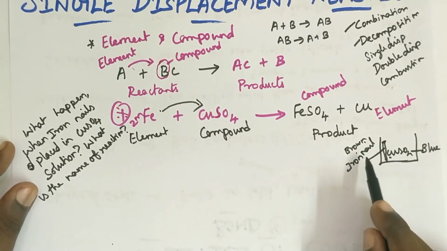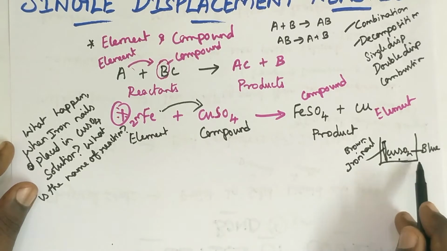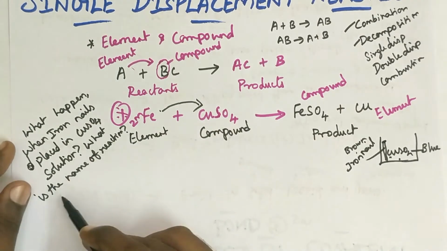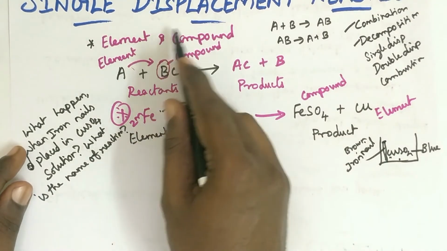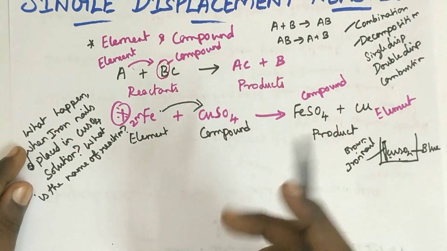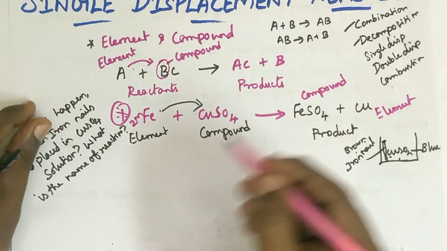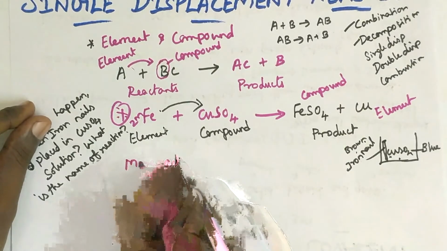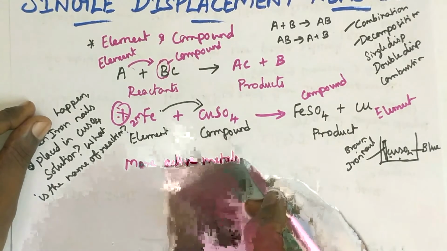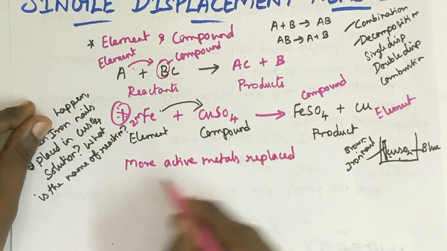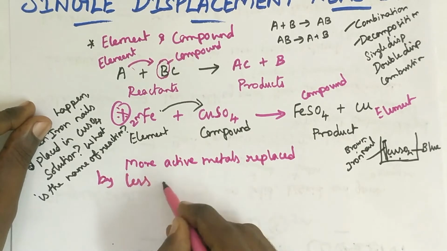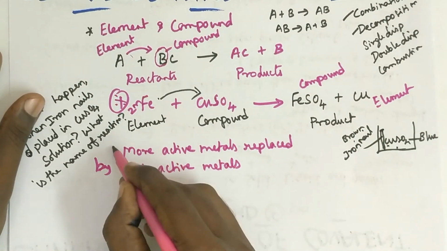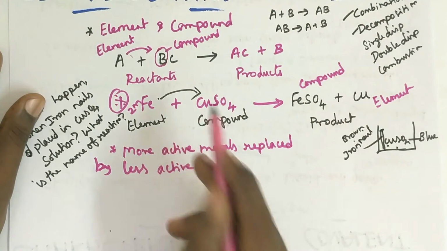That means the copper is displaced by iron. That's why the color of the solution also changed. In this case, copper is replaced by iron. Then they ask what is the name of the reaction. You have to mention that this reaction is a single displacement reaction. Another definition for single displacement is that more active metals are replaced by less active metals. This is a general definition for single displacement.